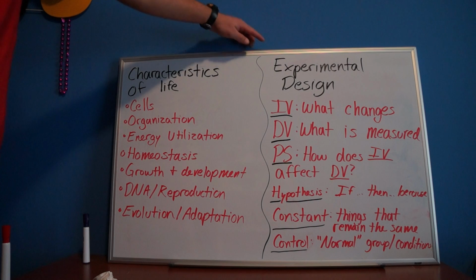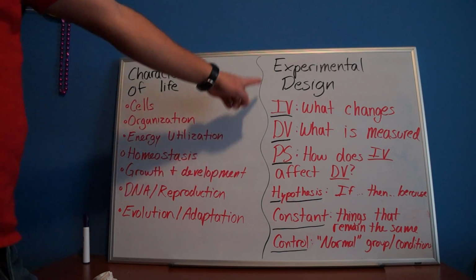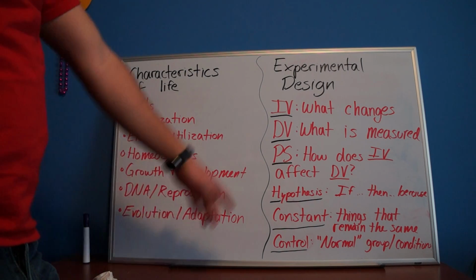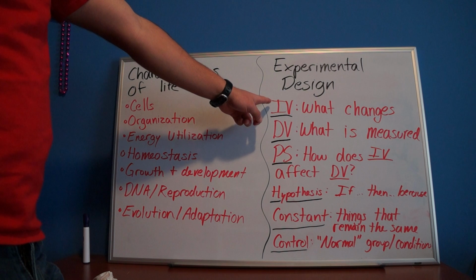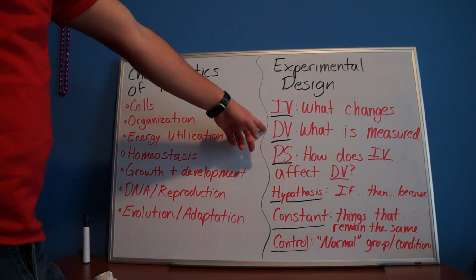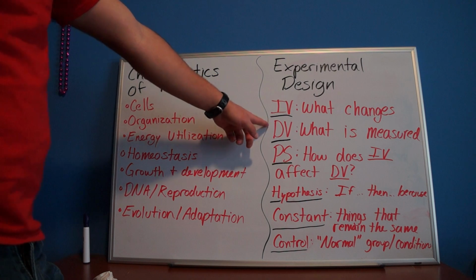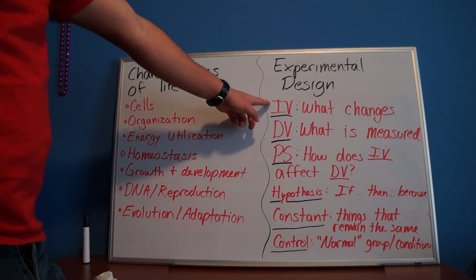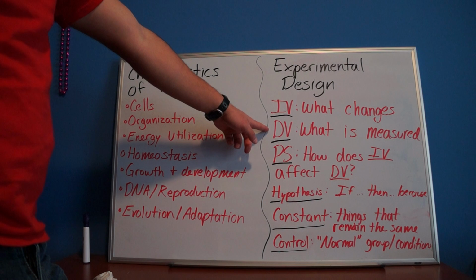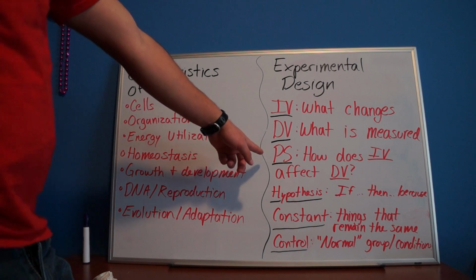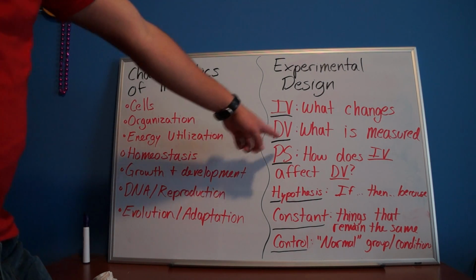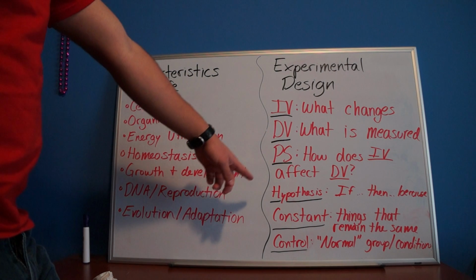Then experimental design, running through this one quickly. We've talked a lot about this stuff. I think it's easiest at the very beginning to identify IV and DV first. So IV, what changes? You can think what I change. DV, what is measured? It depends on whatever this is. That was what we're going to be looking at. For problem statement, when you write it, the simplest way is just how does your IV affect the DV.